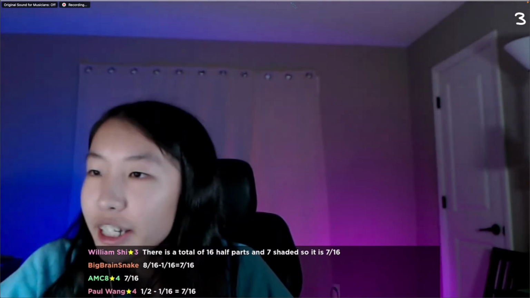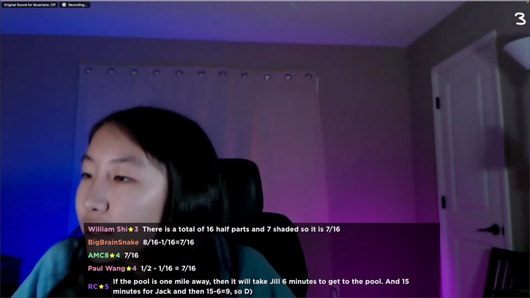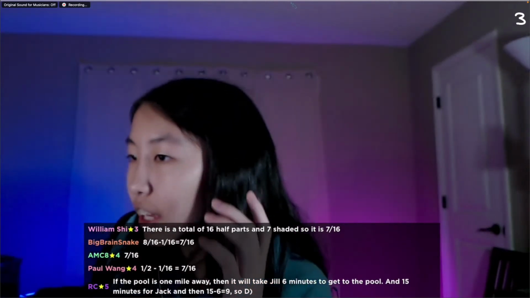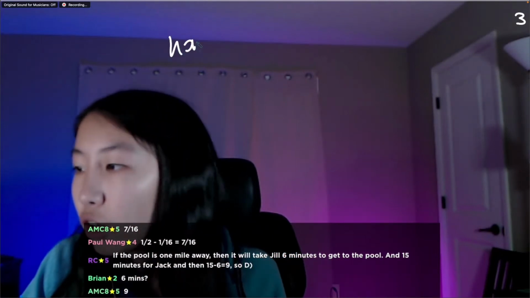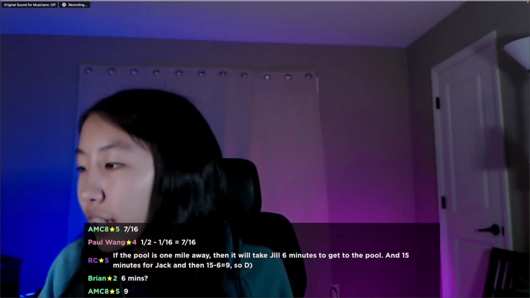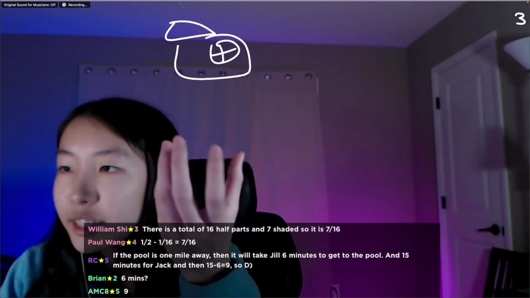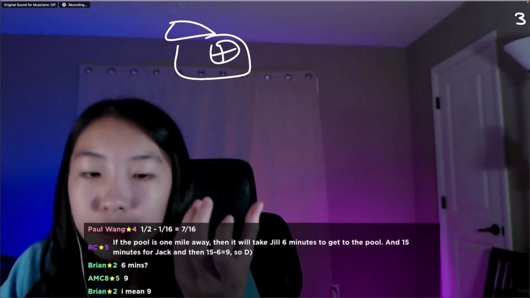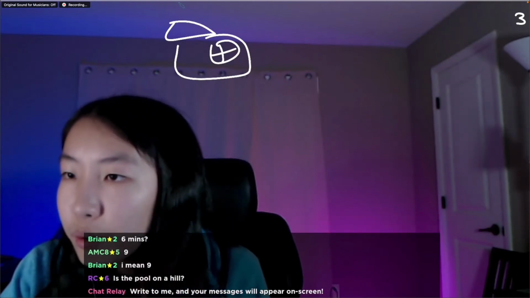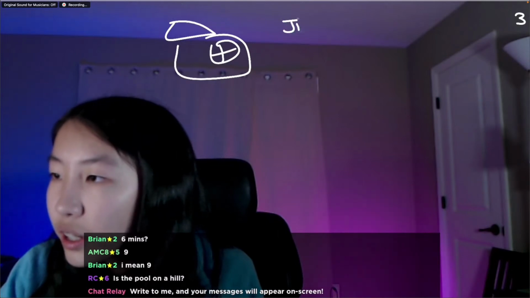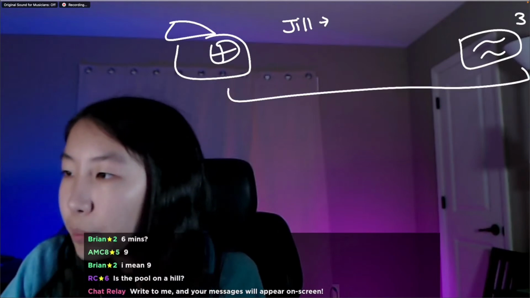Okay, we have Jack and Jill, the infamous names, and they are going swimming in a pool that is 1 mile from their house. They leave home simultaneously. Let me see if I can draw a nice home. This is their home, and they're going to leave at the same time. Jill rides her bicycle to the pool at a constant speed of 10 miles per hour. So the pool is over here, and note that this distance is actually 1 mile.